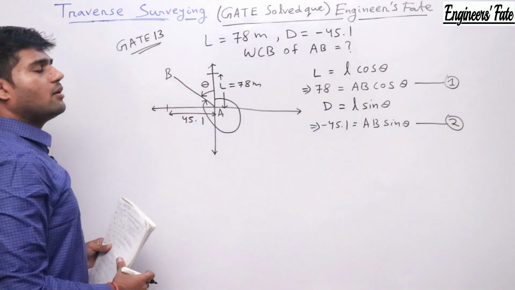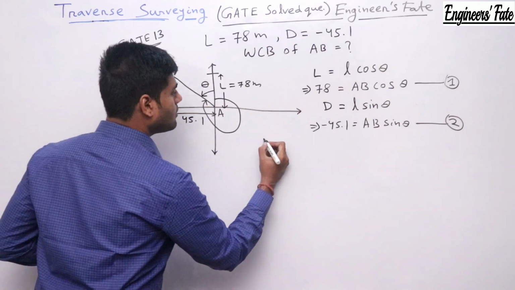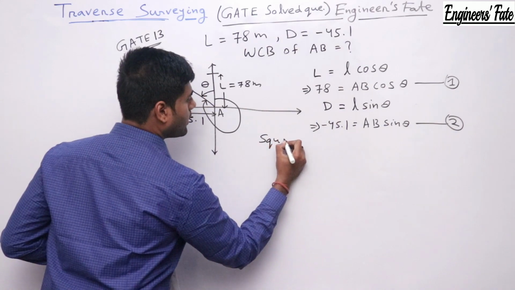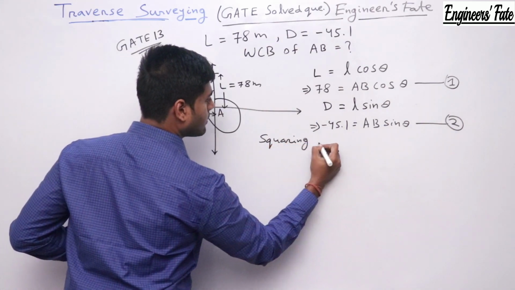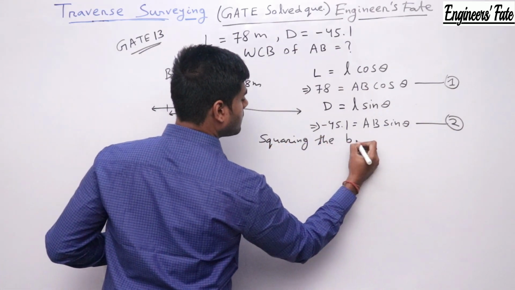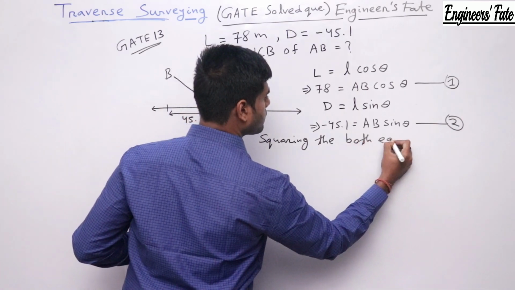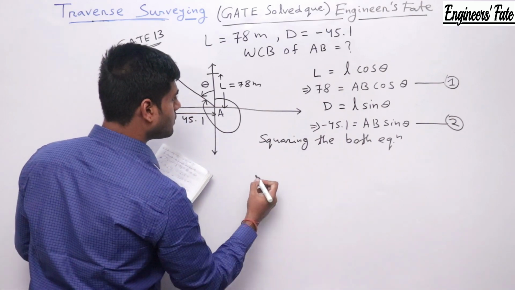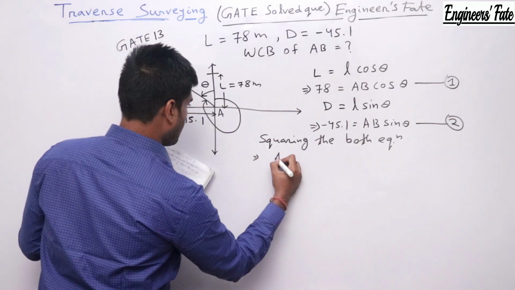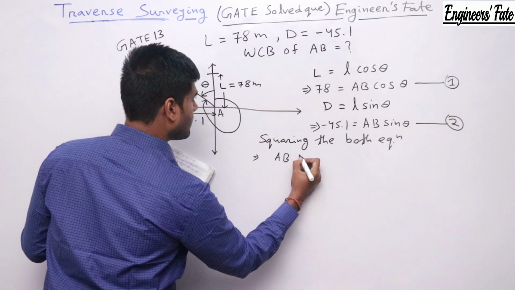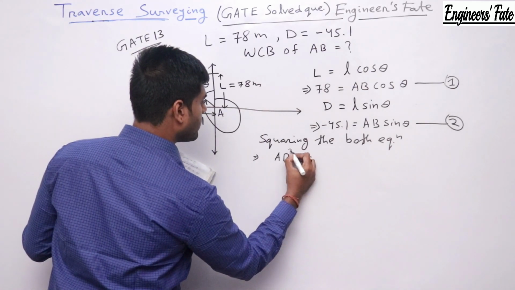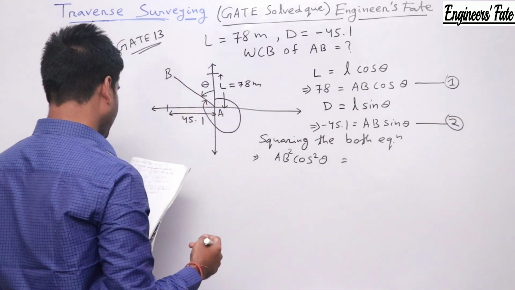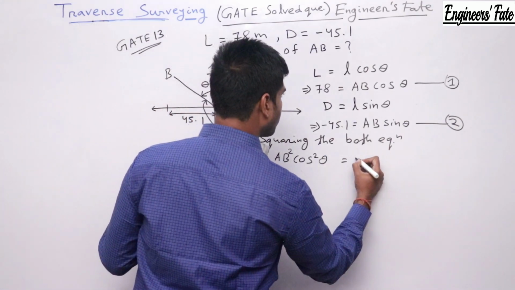Now what I will do is square both equations. So this will become AB square cos square theta equal to 78 square, which will be 6084.